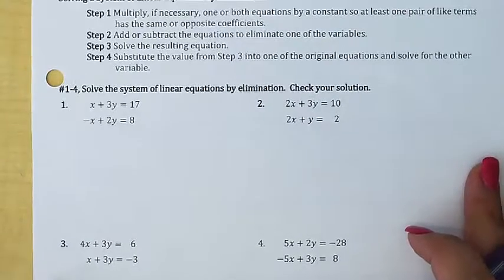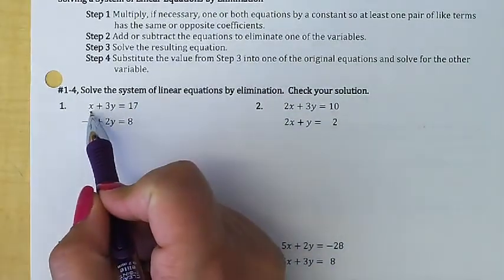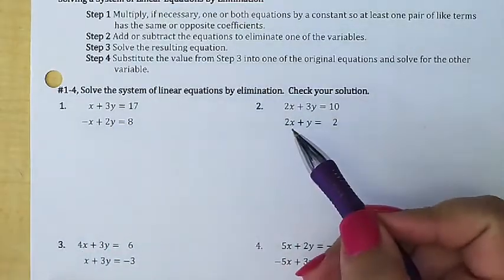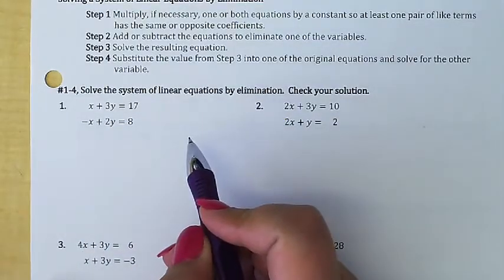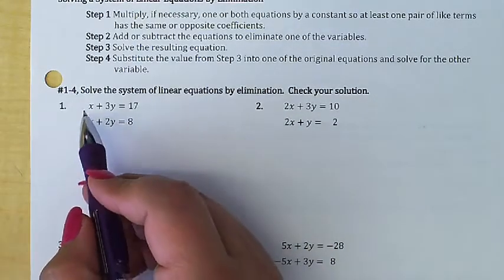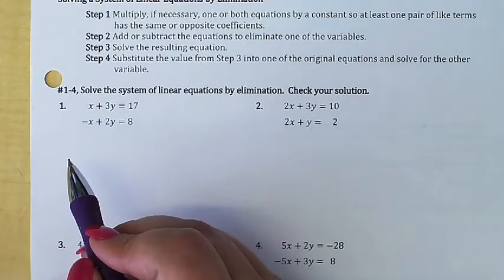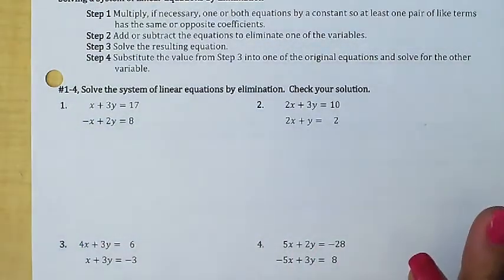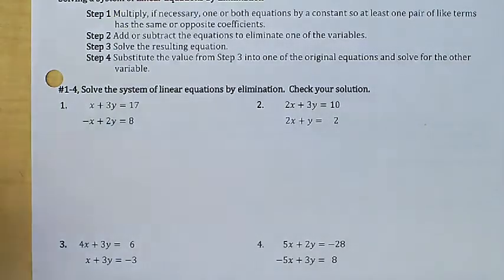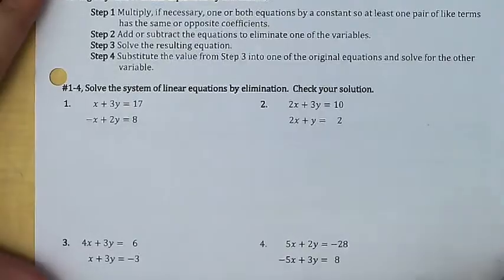So our goal is different than with substitution, where we wanted to get a variable by itself, or with graphing, where we wanted to solve them both for y so we could graph them. Here, we want somebody to have exact opposites. Okay, now check this out. Like I said, brace yourselves, because this is going to blow your mind. It's pretty cool. Here we go. I get really excited.